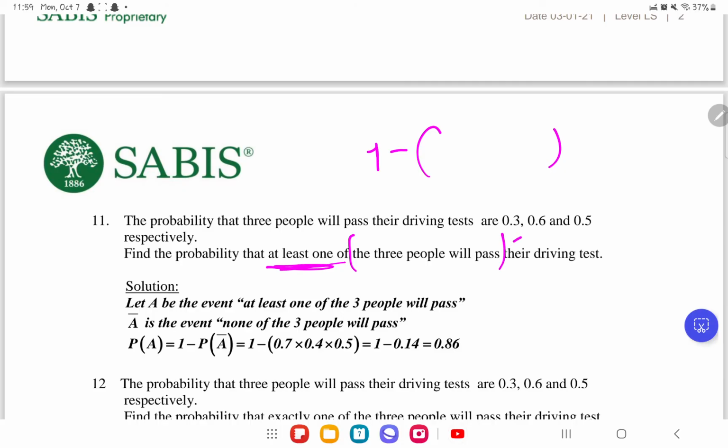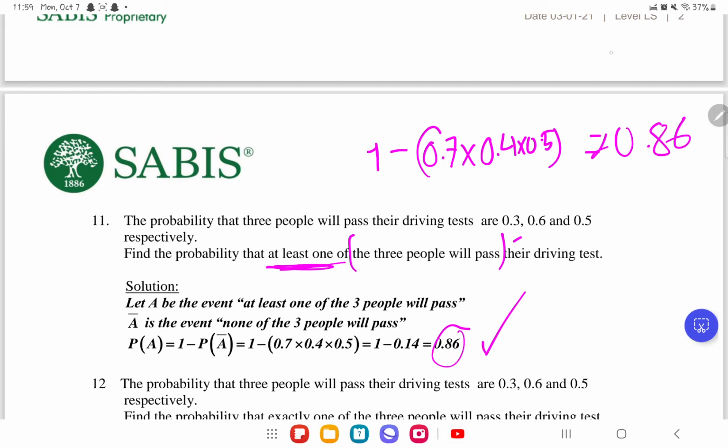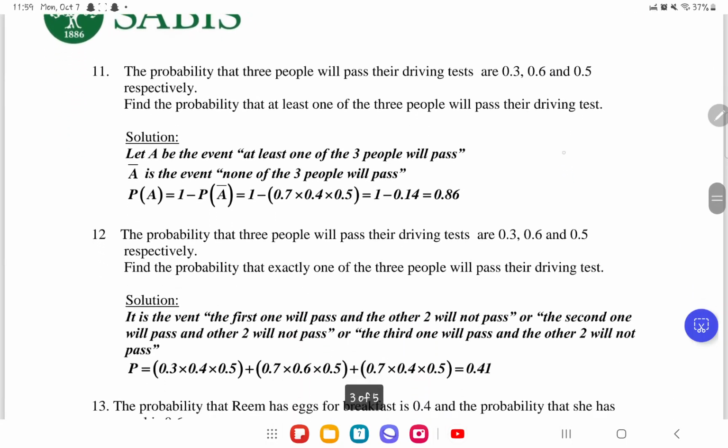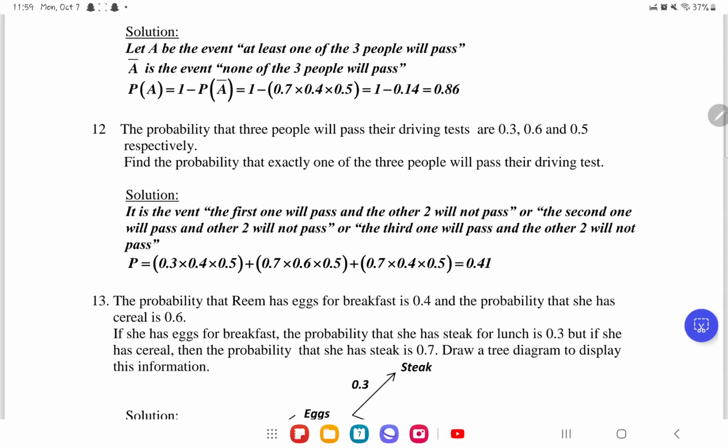The complement is that no one will pass. What's the probability of no one passing? It's 0.7 times 0.4 times 0.5. Alright, so if we do it, 1 minus 0.7 times 0.4 times 0.5, you will get 0.86. So our answer here is 0.86.